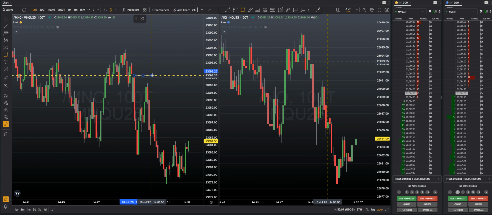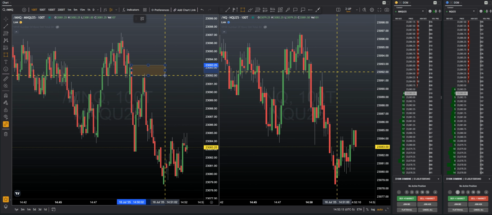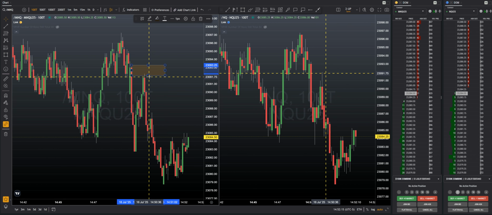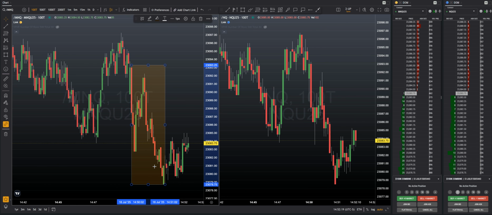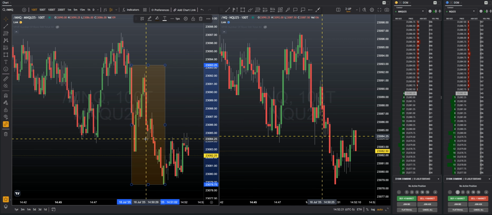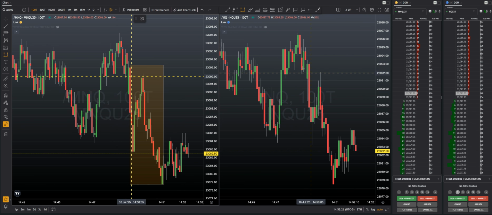I'm watching down the bottom, and 1451 is right here. So this, if you were on a time-based chart, is a 1 minute candle. Okay, that is a 1 minute candle. And we can do the same on the NQ as well.